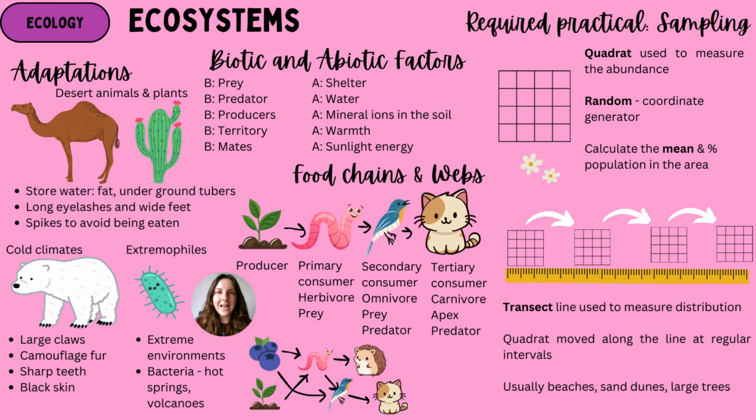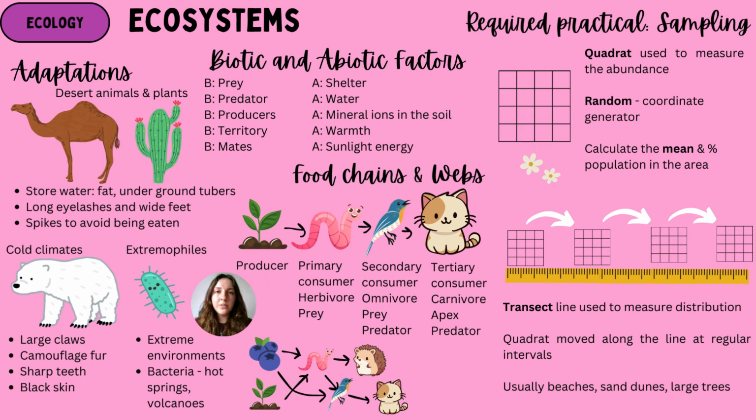So, for example, desert animals and plants will store lots of water, in the case of fat if it's a camel, in the case of tubers underground if it's a cactus. Long eyelashes, again, prevent sand getting into the eyes, and wide feet stop the animals sinking into the sand. If it's a plant, it has spikes to avoid being eaten by herbivores.